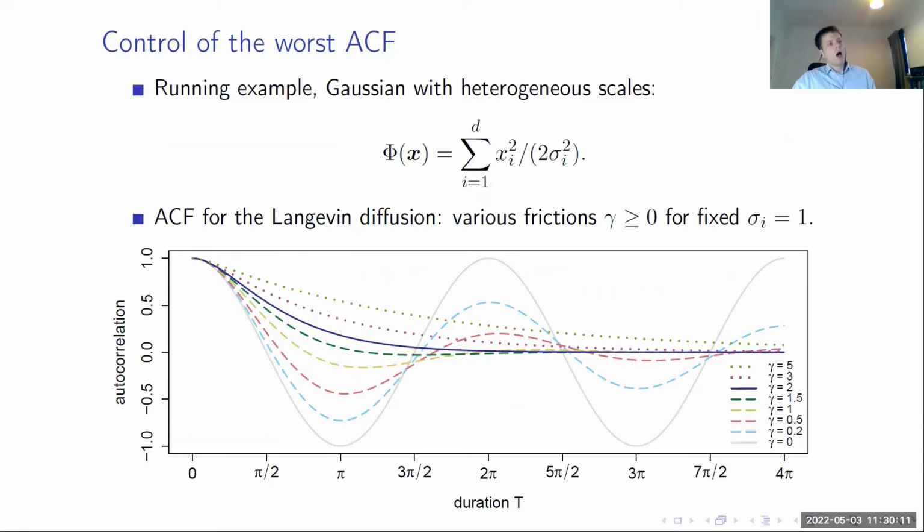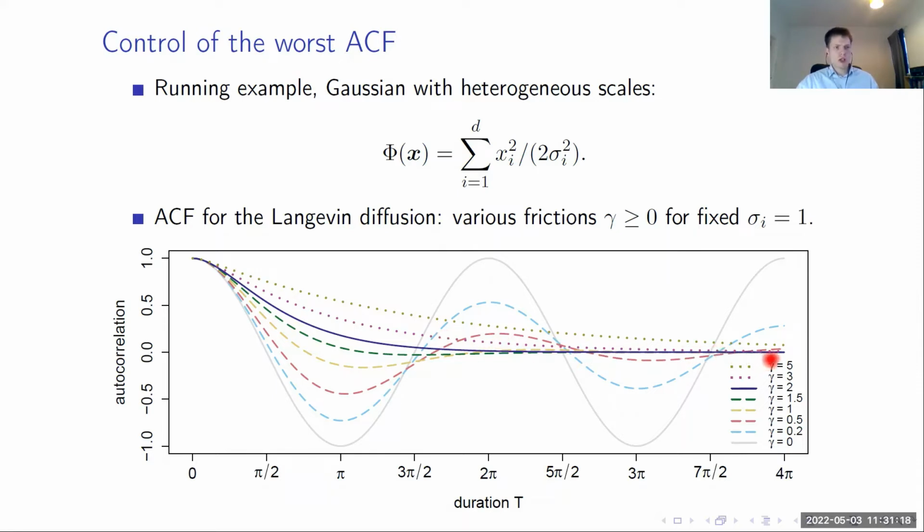We are going to look at the same running example, this Gaussian target with heterogeneity of scales, and plot the ACF we can get for the kinetic Langevin diffusion. First, we study it for different choices of friction. We just fix the scale equal to 1, so it's just an isotropic target, or you can think about it as a one-dimensional target if you prefer. We plot all these ACFs for different values of friction. Gamma equal to 0 corresponds to this periodic cosine function, as you can see here. Then there are different behaviors depending on the choice of the damping parameter gamma. When gamma is between 0 and 2, the ACFs have oscillatory decay to 0. And above 2, the ACFs have monotonic decay to 0.